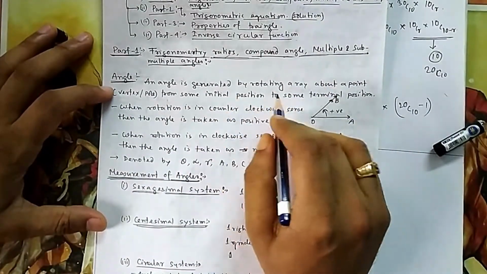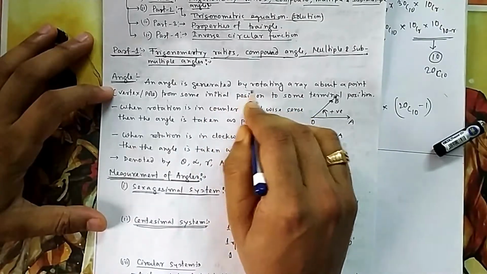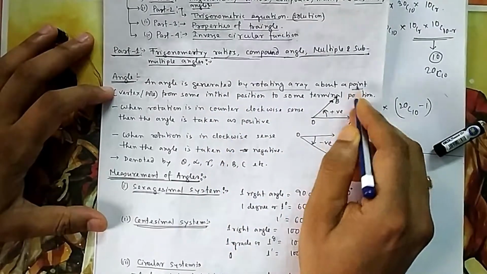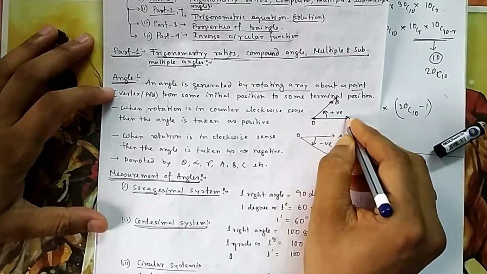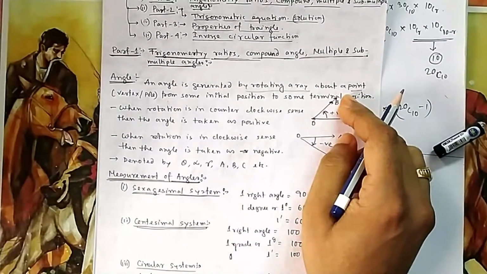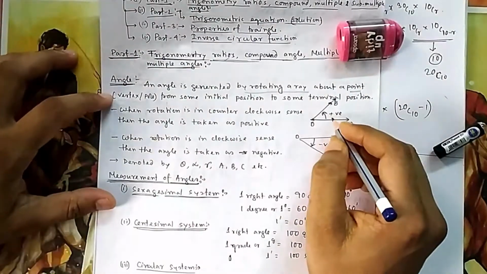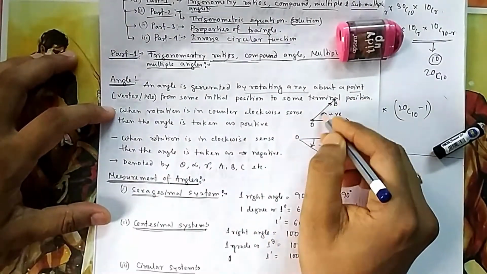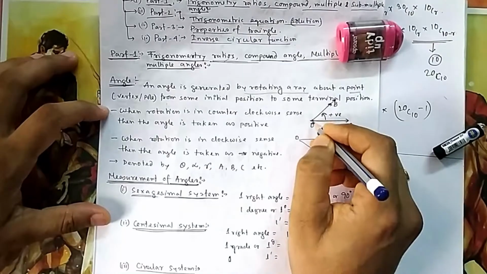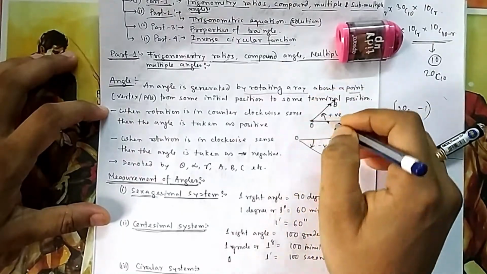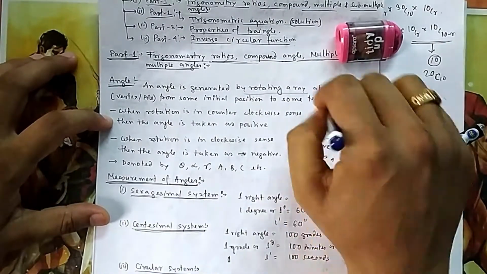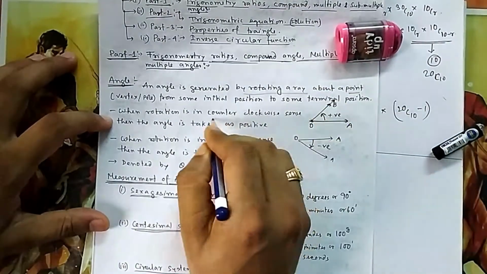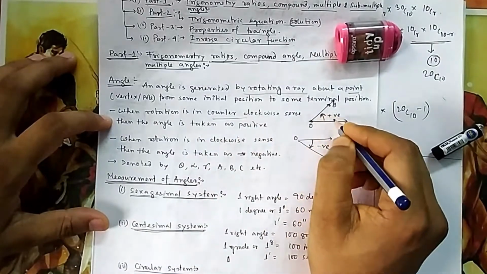So what is an angle? An angle is generated by rotating a ray. You rotate a ray about a point. This is the point O. Suppose OA is a ray and you are rotating it to the OB position. That is known as the final position, and this is the initial position. This is known as the vertex, the point around which you are moving the ray.